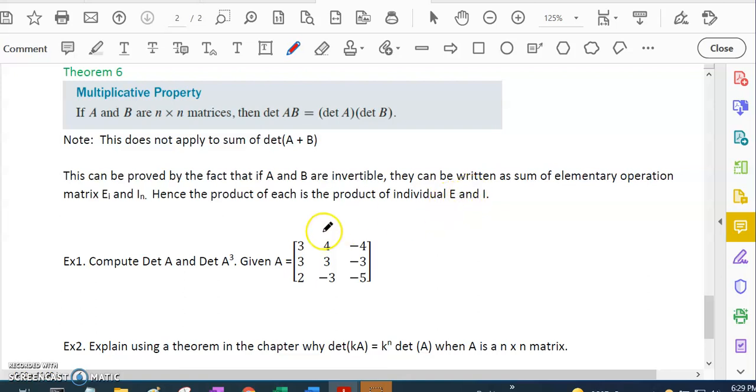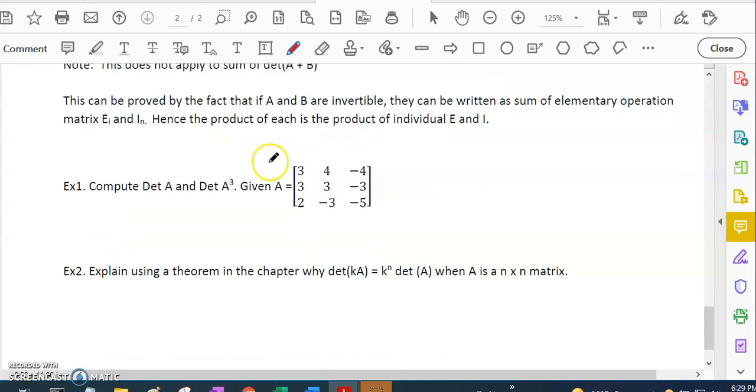So if you multiply them together, you are basically multiplying all the elementary matrices and the I together, and you can redistribute them, which is the same as the determinants of A and B. It's the same E and I multiplied together. So that's the idea of proving it.